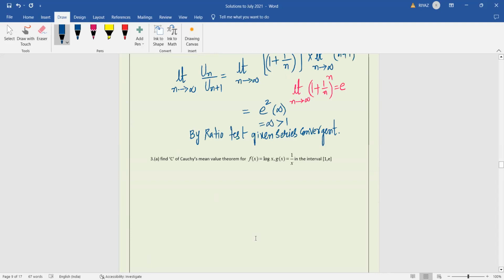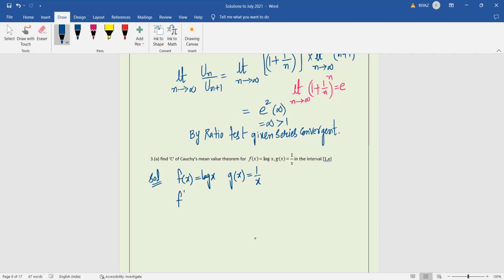See, find c of Cauchy's mean value theorem for f of x is equal to log x and g of x is equal to 1 by x in the interval 1 comma e. So there are two functions, to be done by Cauchy's mean value theorem. Solution: f of x is equal to log x, and g of x is 1 by x.